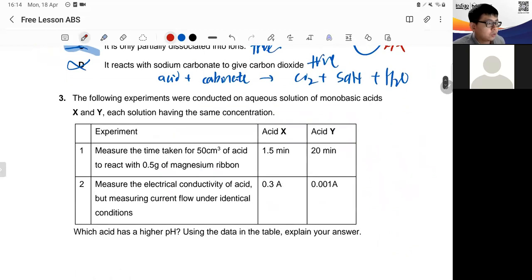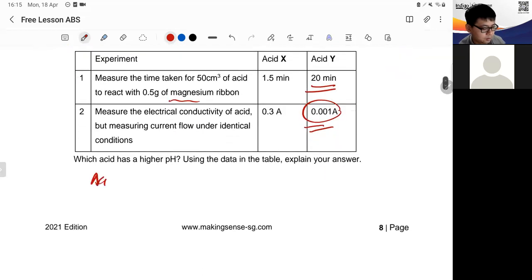Okay. Question 3 is a little bit open-ended. Which acid has a higher pH? Use the data and explain your answer. If you look at this, you can clearly see that one takes much longer to react with the magnesium. One conducts poorly, quite poorly. So clearly acid Y is the weak acid. And you've got to explain your answer. It only partially dissociates to give a small amount of ions, which is why it doesn't conduct properly. Its conductivity is poor, because conductivity requires mobile charge carriers. It has, but very little.